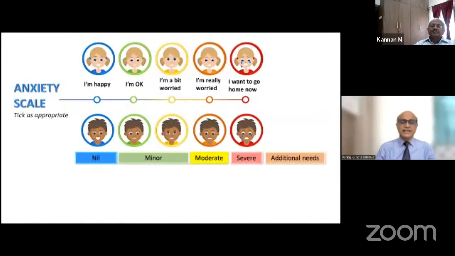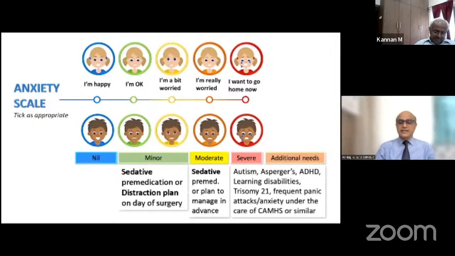And if you find that it is the first category, then the anxiety score is nil. You do not have to really intervene. But if there are minor anxiety scales, like you see in figures 2 and 3, then some action needs to be done. So in minor scales, you will have to use a sedative pre-medication to make sure there's a comfortable separation from the parents, and distraction plans can be charted out, how you would distract the child to take the child into the theater from the pre-op holding area.